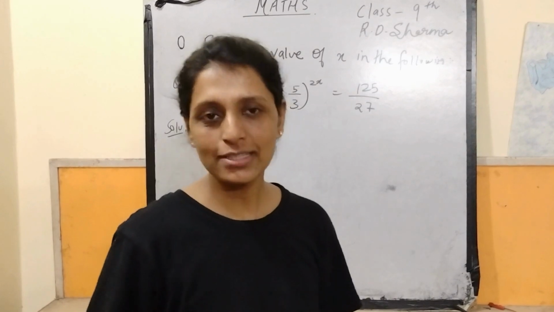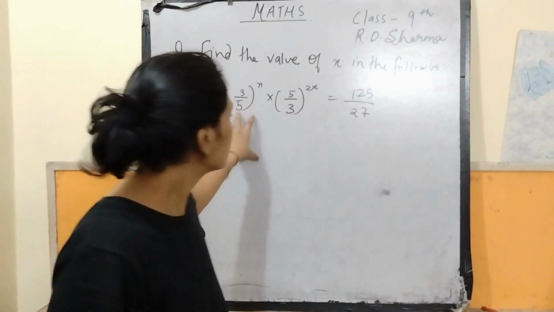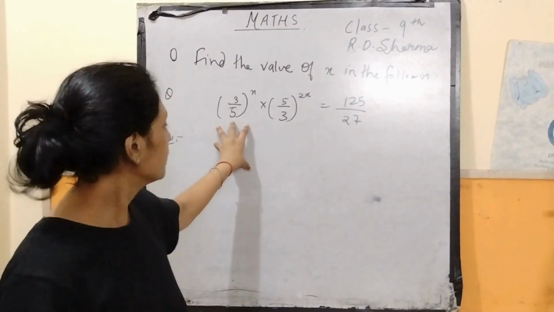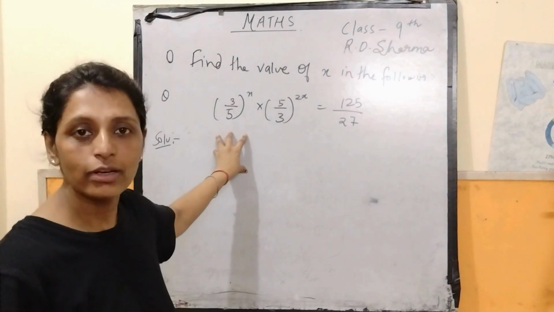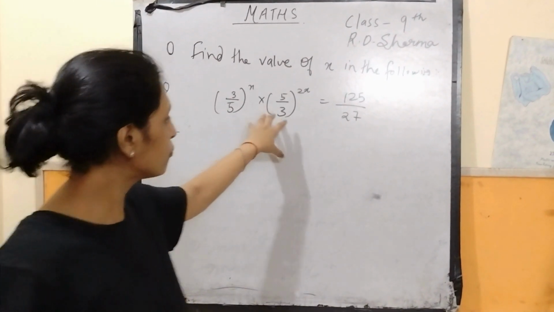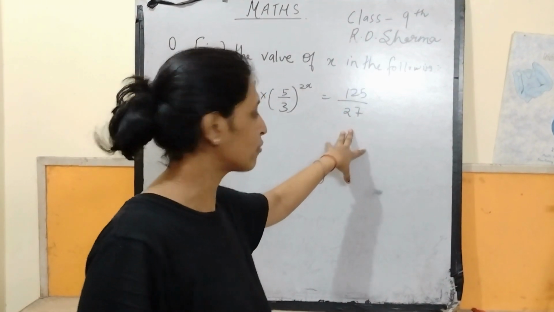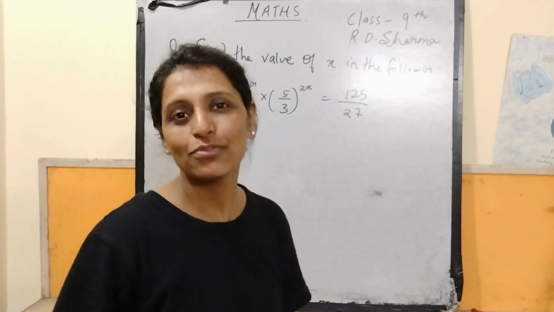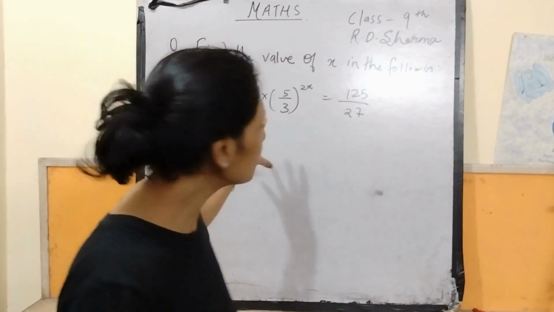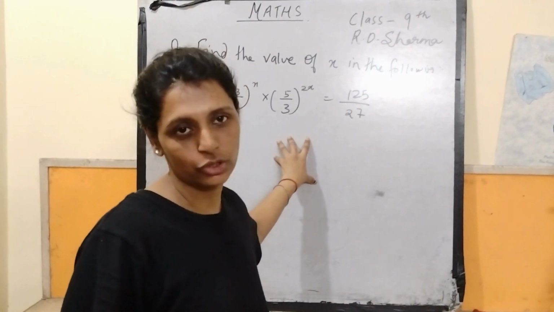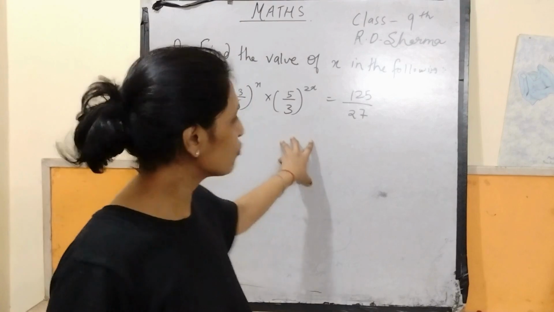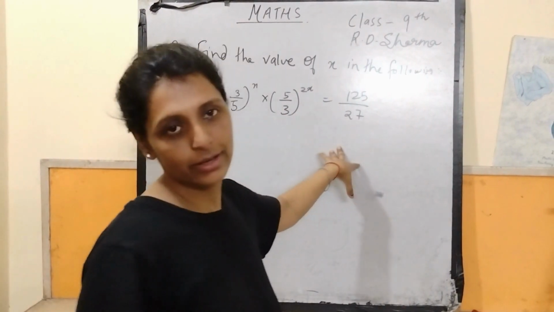In my earlier shorts, I have solved the question (3/5)^x × (5/3)^(2x) = 125/27. And in this video of mine today, I am going to explain this question. So how we have to find the value of x here.